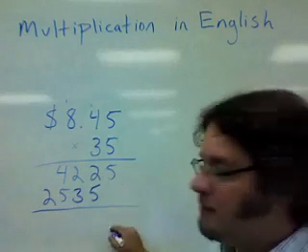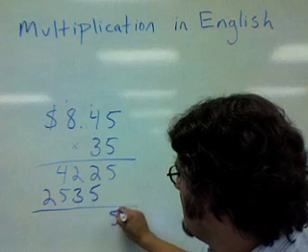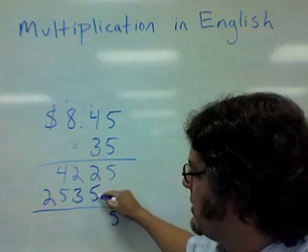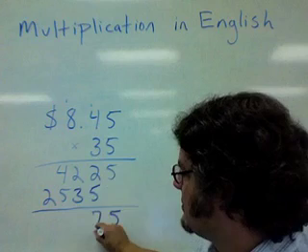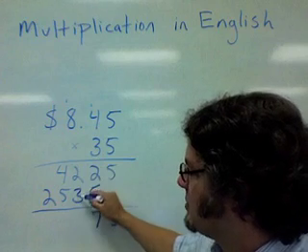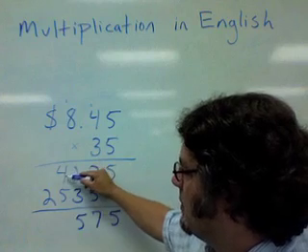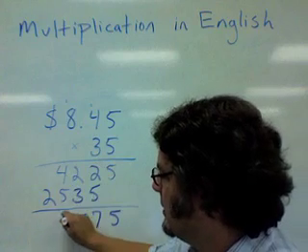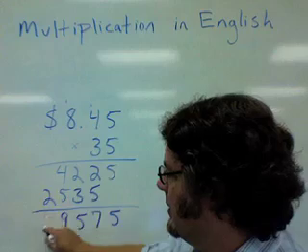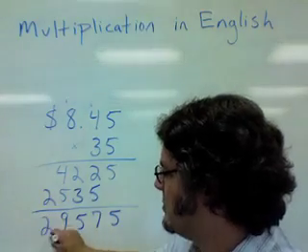Bring down the 5, and then 2 plus 5 is 7. 2 plus 3 is 5. 4 plus 5 is 9. And then in this column, just bring down the 2.